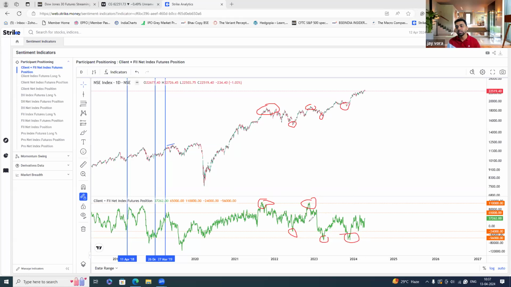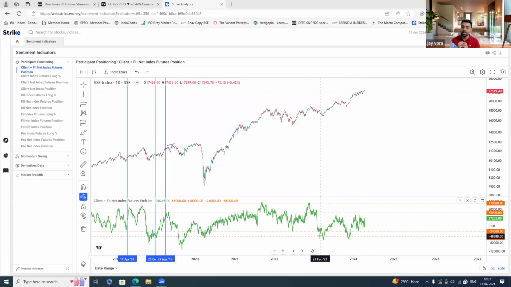So this index has basically worked out beautifully, because what it does is that we add up client's positioning and we add up FI's net positioning. So whenever their net long of both this touches say 95,000 contracts or 1 lakh contract, 1 lakh 10,000 contract, that's where it gets to an extreme. And when it goes on the downside, when it is minus 24 to minus 56,000, that's where you can say that a meaningful bottom can occur.